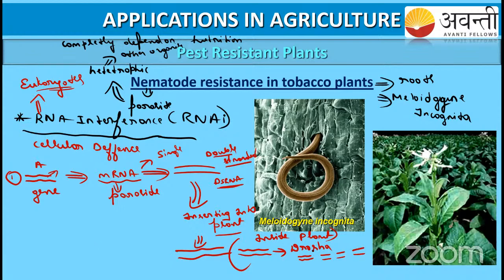Now what will happen? Another enzyme complex will come to this cut double-stranded RNA, and we call it RISC. RISC means RNA-induced slicing complex. Slice means cutting. Or we can call it the RNA-induced silencing complex.